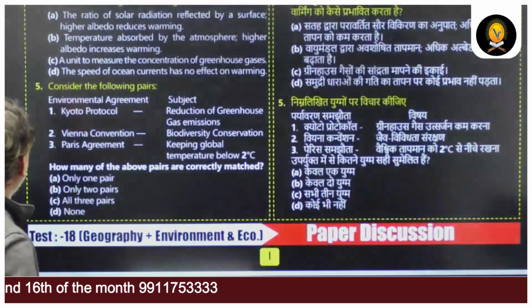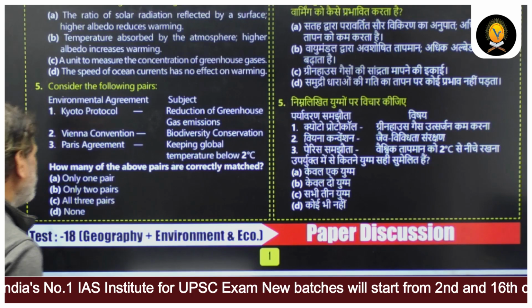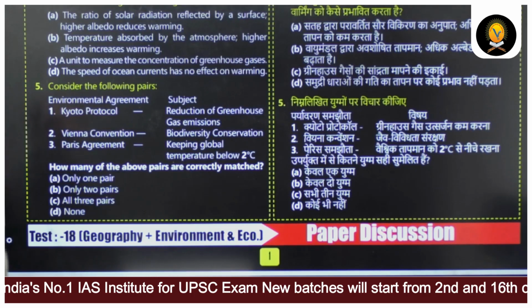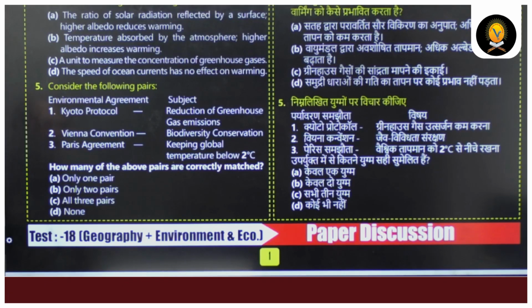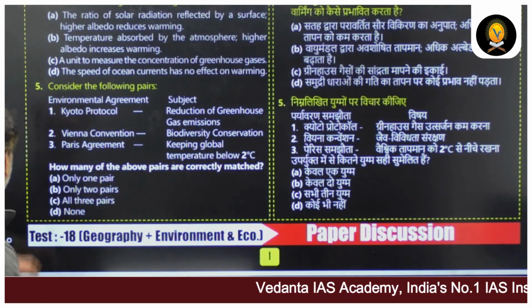Now, next is environment agreement and subject. Kyoto Protocol, reduction of greenhouse gases emission, yes, because 6 greenhouse gases were identified by the Kyoto Protocol in 1997. Paris Agreement, keeping global temperature below 2 degrees Celsius, yes, and up to 1.5 degrees Celsius.